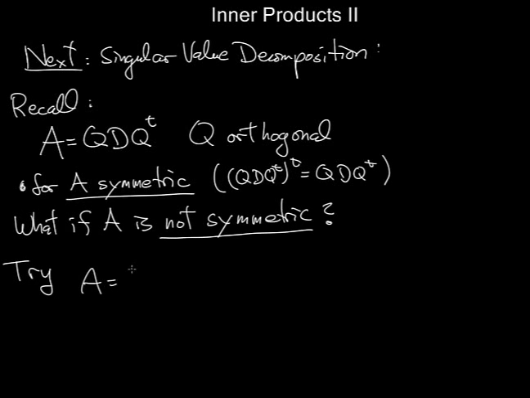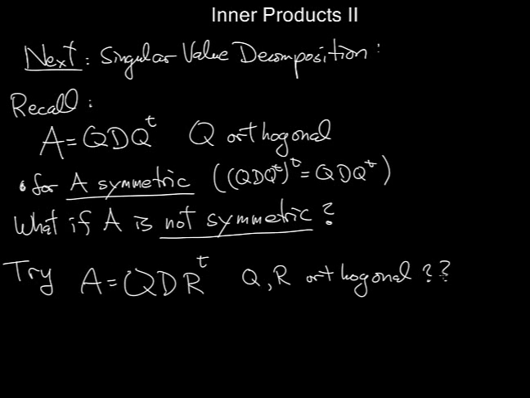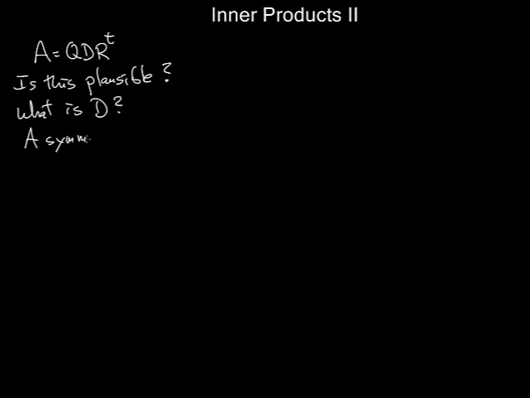Well, let's see. Maybe a silly thing to try would be, what if you allowed a different orthogonal matrix on either side? What if I tried to write A as QDR transpose, where Q and R are orthogonal but not necessarily equal? I don't know. Let's see. How do you tell if this is plausible? Let's see if we can get any information about this and do some guessing. So for example, what would D have to be?